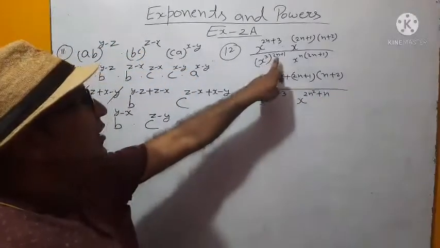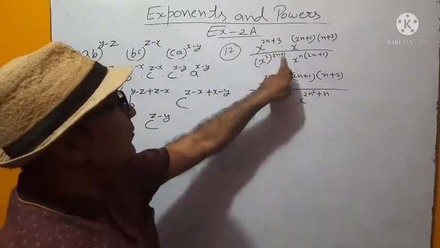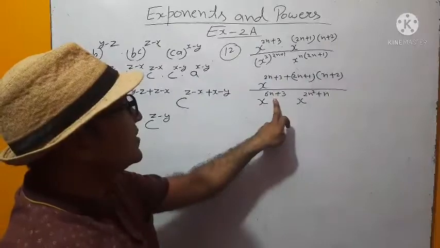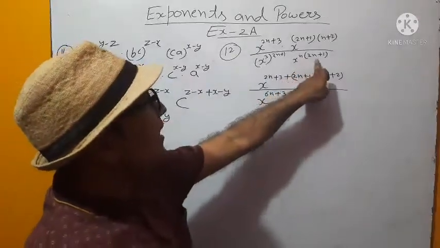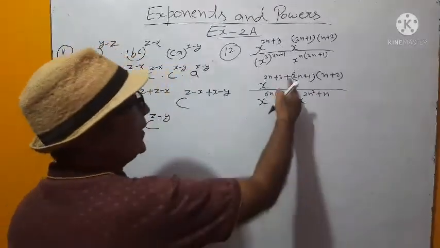Is this understood? Exponents over exponents are multiplied. So 3 is multiplied by this, we are getting 6n plus 3. N is multiplied by 2n plus 1, we are getting 2n square plus n. Now open the bracket.